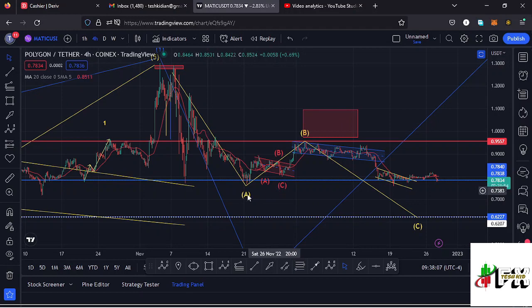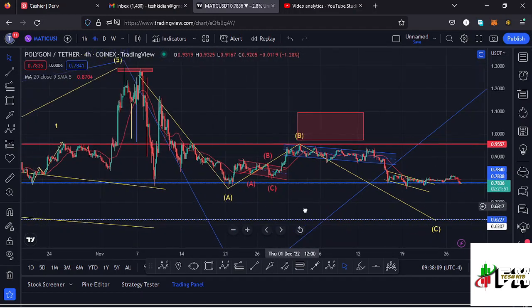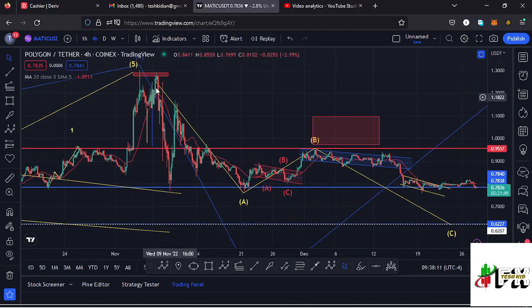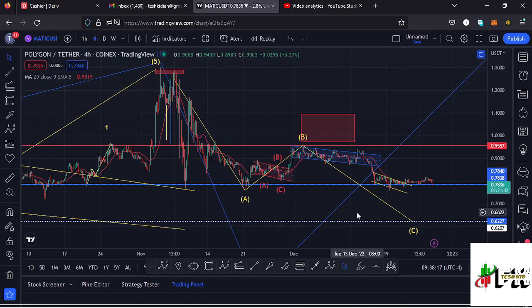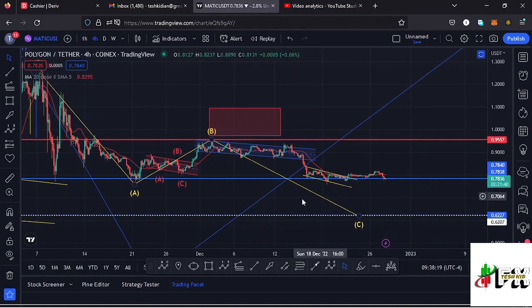And there are two ways that we can have that ABC corrective structure here on the Polygon Matic chart, and this is the most valid ABC corrective structure before I get into the other ABC corrective structure, and this is what is going to give us the short-term scenarios that I'm expecting to play out.